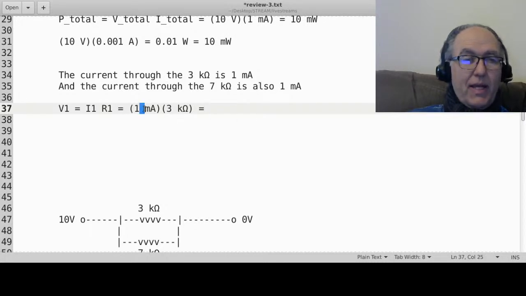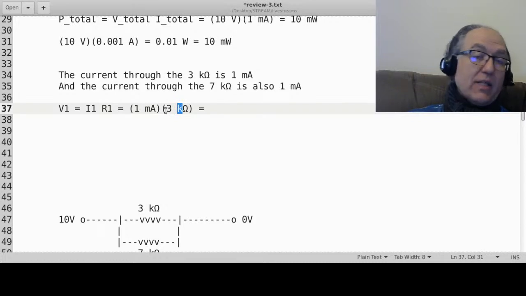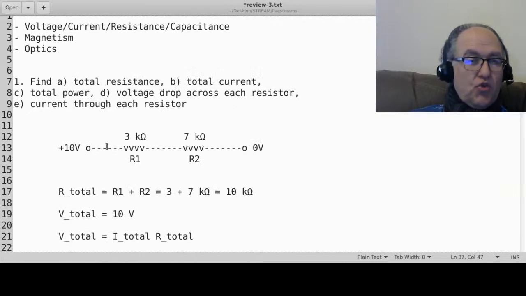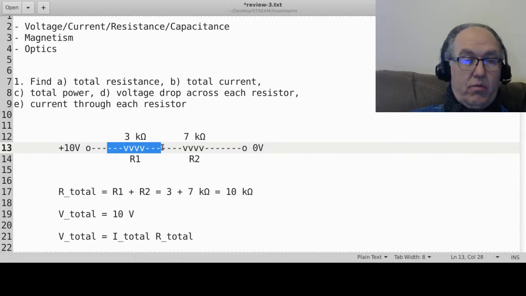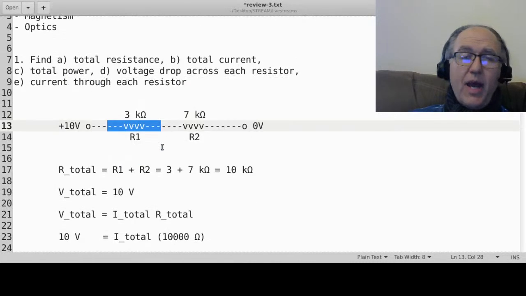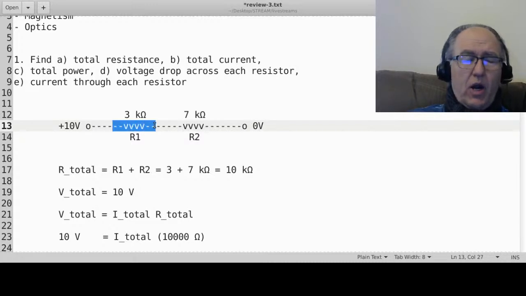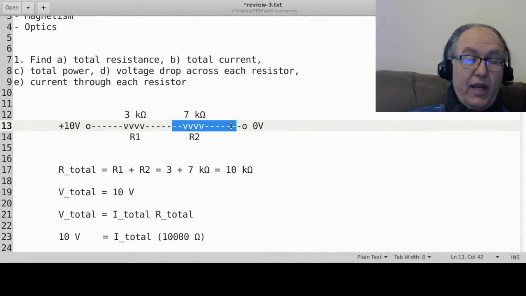The milli is 1,000th and the kilo is 1,000, so they cancel one another, and what you get is basically 3. The units would be amps times ohms, and an amp times an ohm is a volt. So that's equal to 3 volts. The voltage drop across the 3 kilo ohm is 3 volts. Now, you actually don't even have to calculate the other one, because you know that the total drop is 10. The drop across R1 is 3, so the drop across R2 has to be 7 so that they both add up to 10.